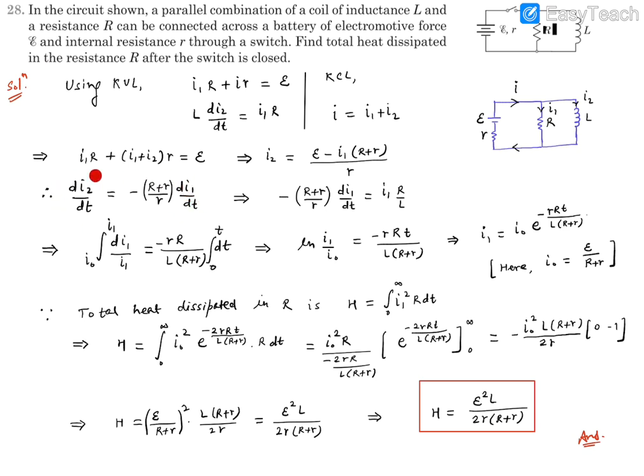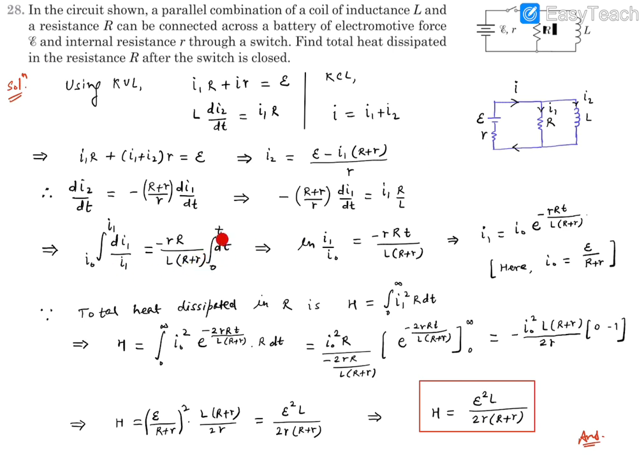So this will be L di2/dt. Now we know as per this relation, this is also equal to I1R. So di2/dt can be calculated from here, which is I1R by L. So that can be written over here. Now this could be further simplified. So it's like di1 divided by I1 is equal to minus rR divided by L(R plus r) into dt.